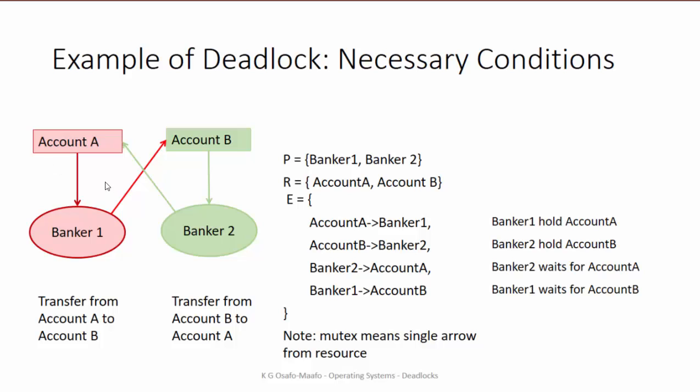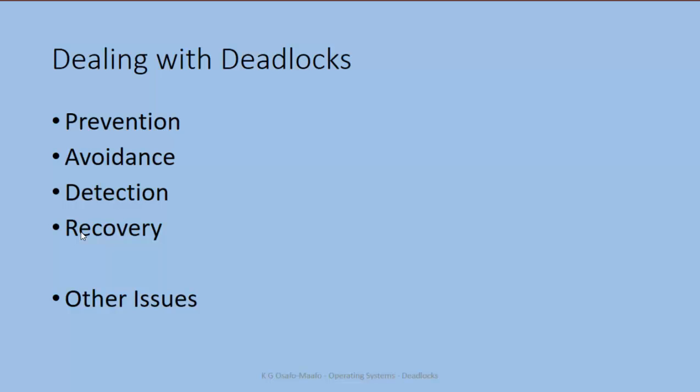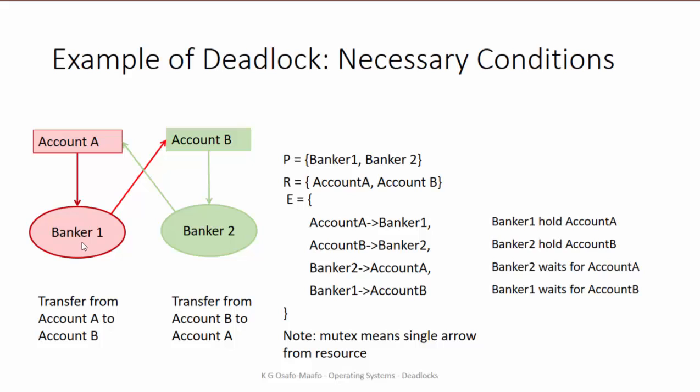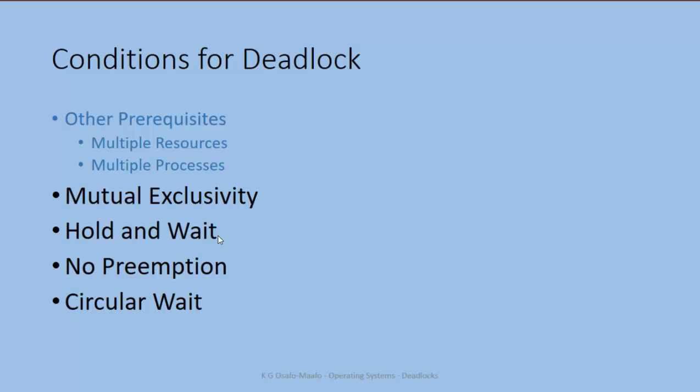She doesn't want to let it go. And hold and wait along with no preemption would mean that no one is allowed to maybe tell banker 1, hey, let go and let the other banker finish a transaction. So those are the 4 necessary conditions for deadlock.